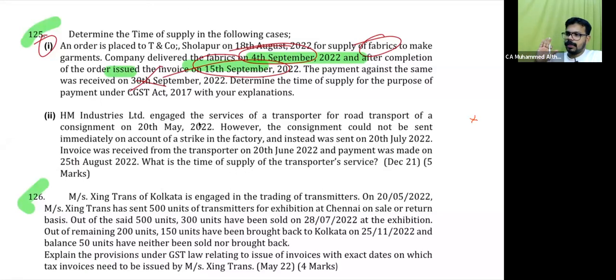So that question is actually very easy. But the second question, read it, everyone. See the second question, what kind of supply are they talking about?